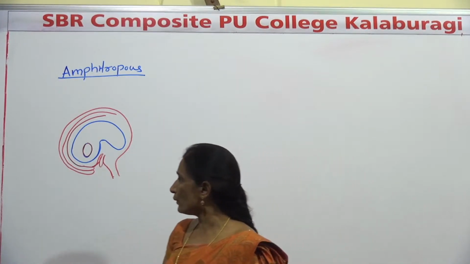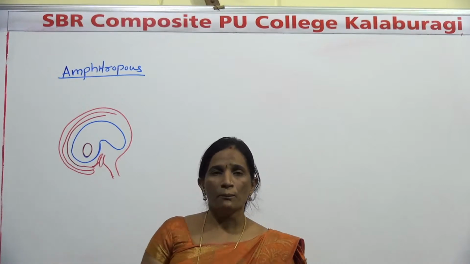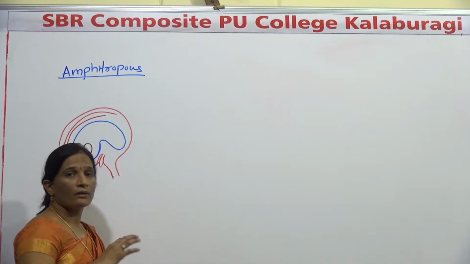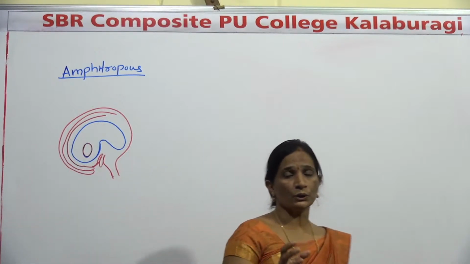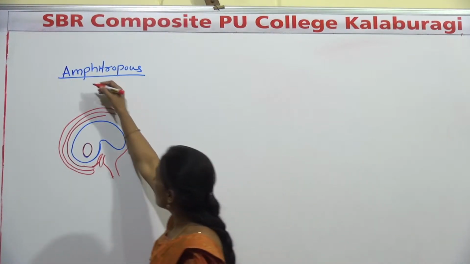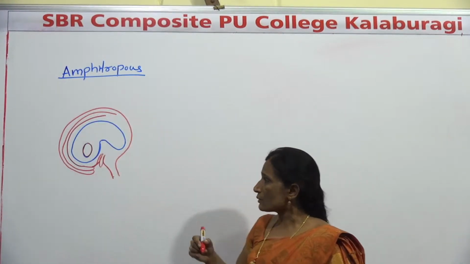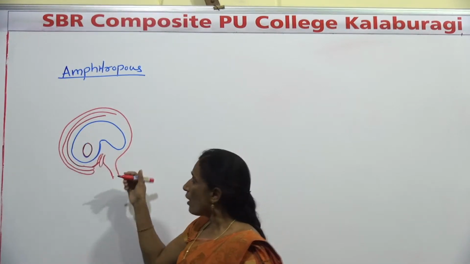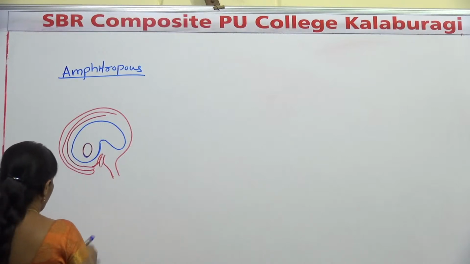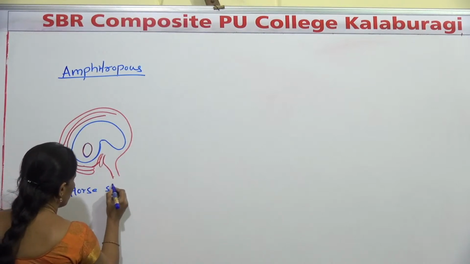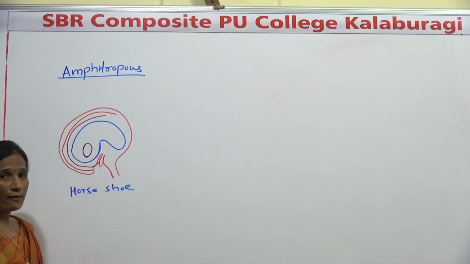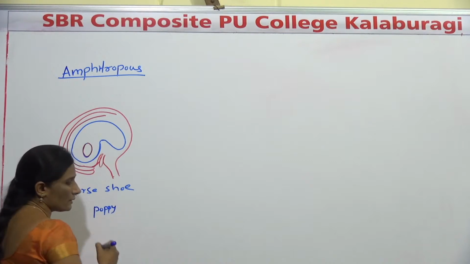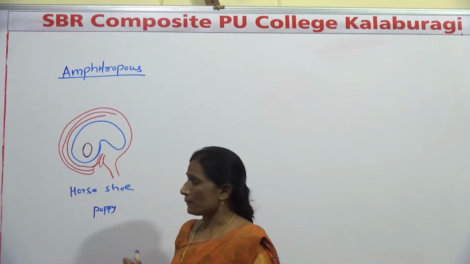In the amphitropous ovule, both the embryo sac and the ovule are curved in a horseshoe shape, and this type of ovule is called amphitropous. So in this member, the embryo sac as well as the ovule are curved like a horseshoe. Such a type of ovule is called the amphitropous ovule. Example, you have to take down the copy. So this is an example for the amphitropous ovule.